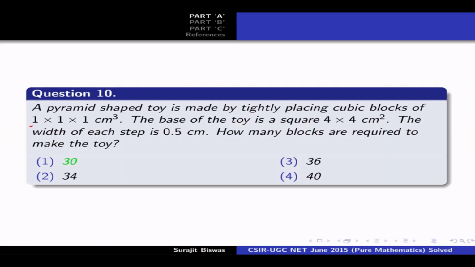Next problem. A pyramid shaped toy is made by tightly placing cube blocks of 1 by 1 by 1 cubic cm. The base of the toy is a square of 4 by 4 square cm. The width of each step is 0.5 centimeter. How many blocks are required to make the toy?